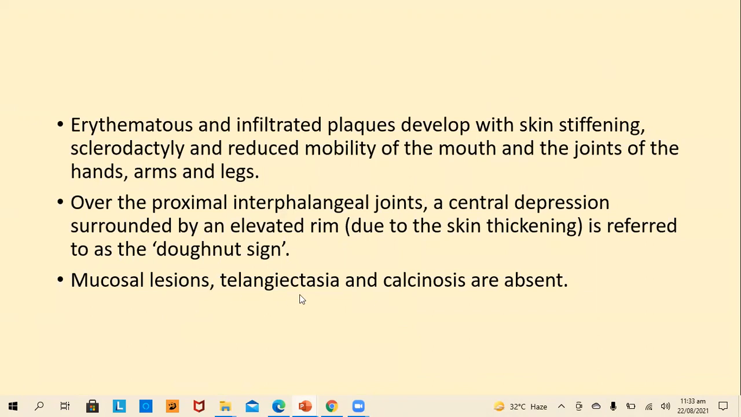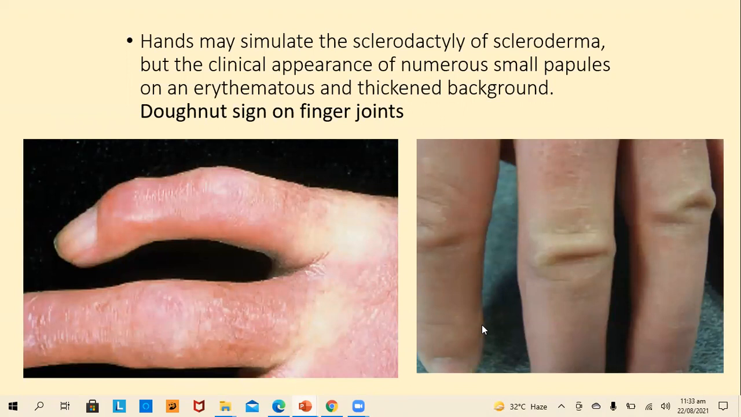Mucosal lesions, telangiectasias, and calcinosis are absent. So these features will differentiate scleromyxoedema from scleredema. Hands may simulate sclerodactyly of scleroderma, but the clinical appearance of numerous small papules on erythematous and thickened background and donut sign on the proximal interphalangeal joint will help differentiate the sclerodactyly seen in scleromyxoedema in comparison with sclerodactyly that is seen in scleroderma.